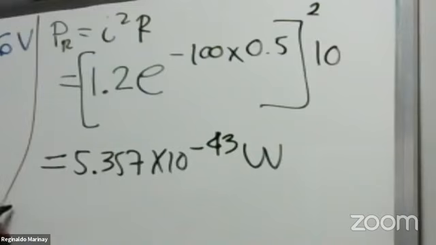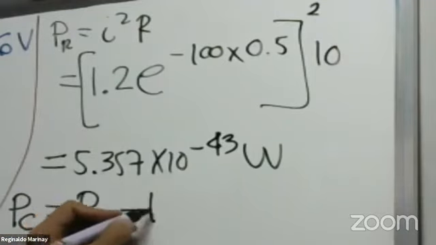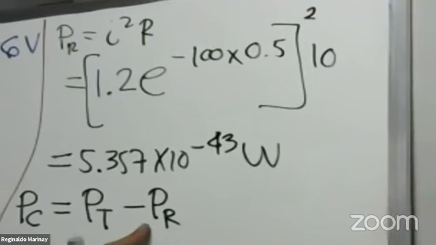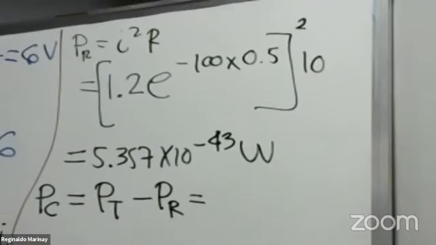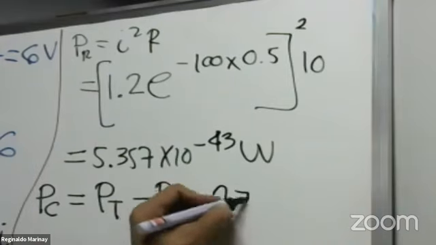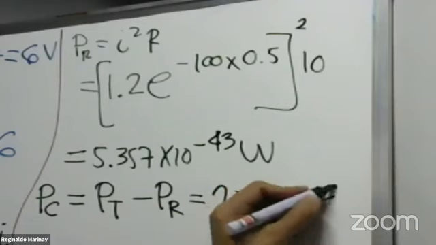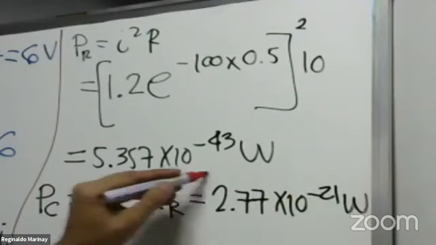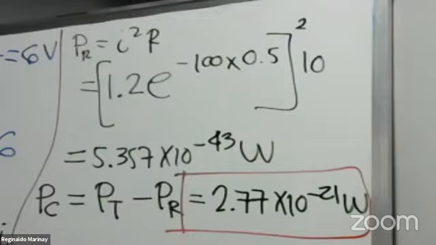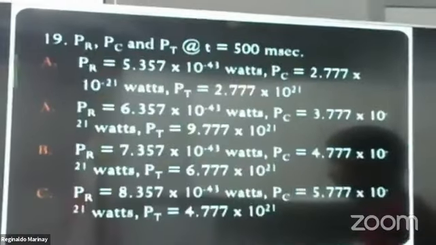To calculate for P sub C, the easiest way is total power minus power at the resistor. Just subtract, no? So, of course, our P sub C will be equal to 2.77 times 10 to the negative 21. Okay, that's the answer. Therefore, what will be our final answer? What letter? The answer would be letter A.